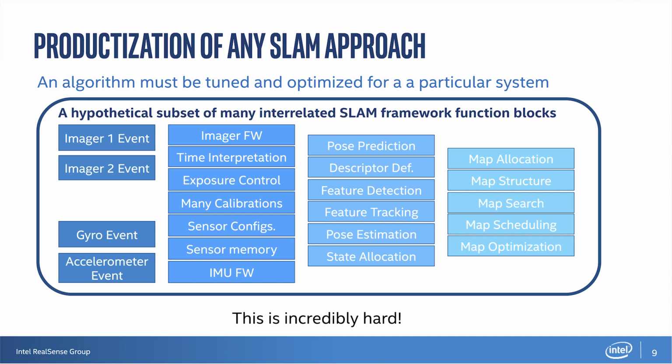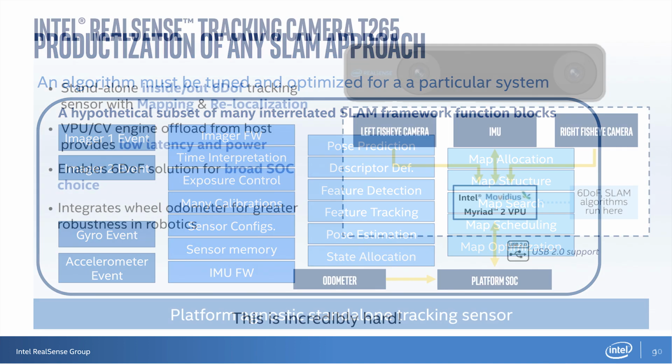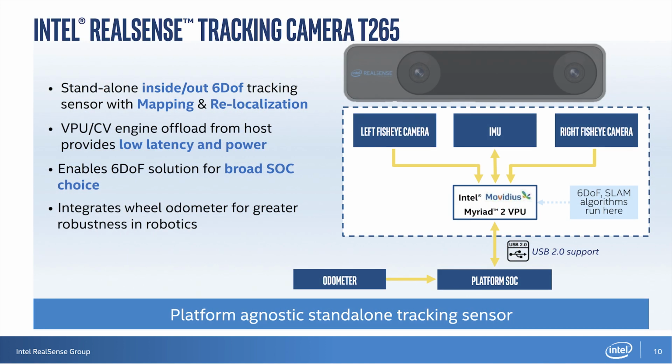And for the productization of one SLAM approach, there are many different components that have to be taken care of. Here you can see some of them, ranging from the left side, hardware, drivers, to higher level vision processing functions, and back end, for example, to deal with the map optimization and so on. And this is incredibly hard to optimize for one system to obtain the best performance. And that is what we achieved with the tracking camera T265.